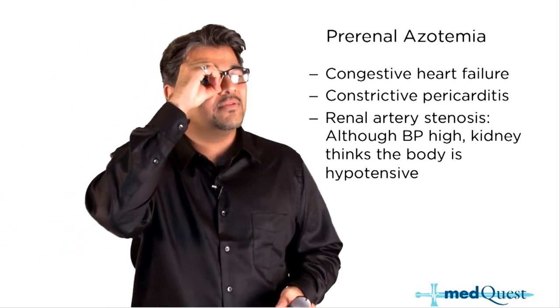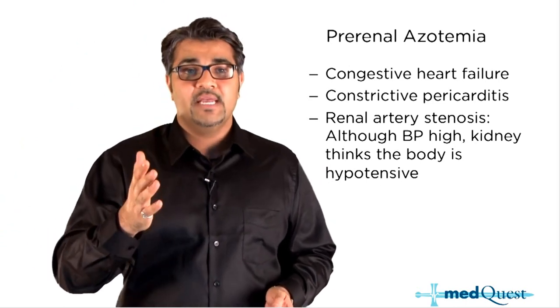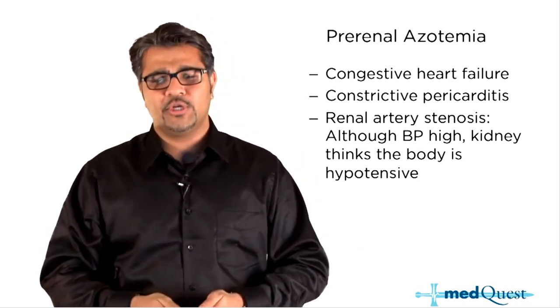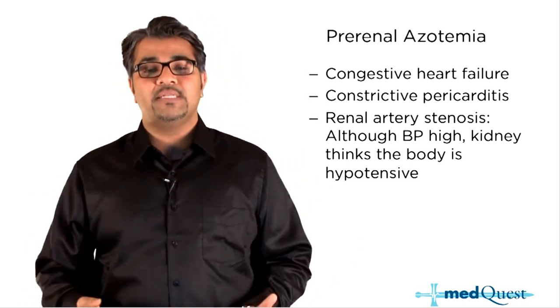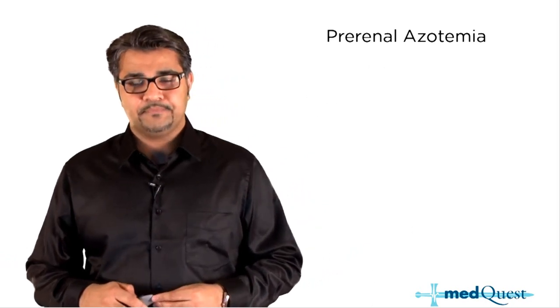What's going on here? I can't see through. It's supposed to be nice and big. Blood's supposed to be going to the kidneys, but it can't go to the kidneys. And so what happens? You have stenosis, and you can't perfuse your kidneys. And so the body thinks you're hypotensive. And so because of that, you develop prerenal azotemia.